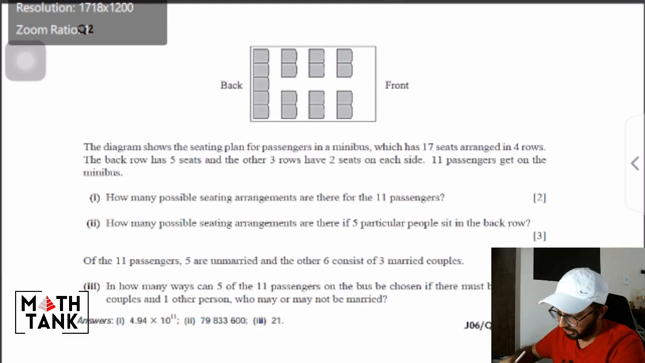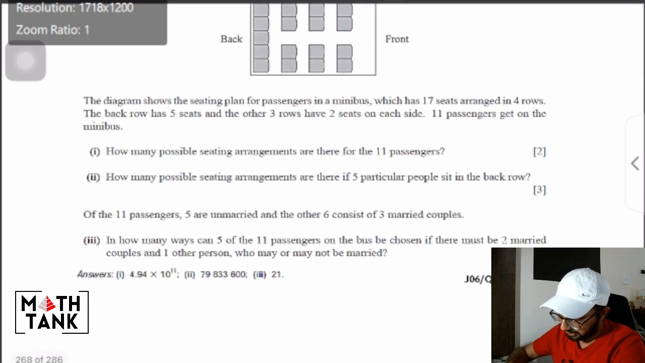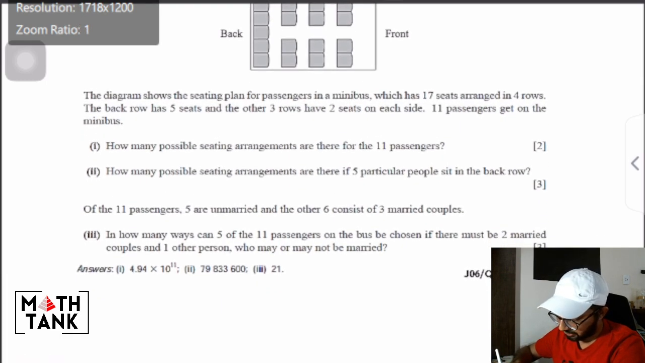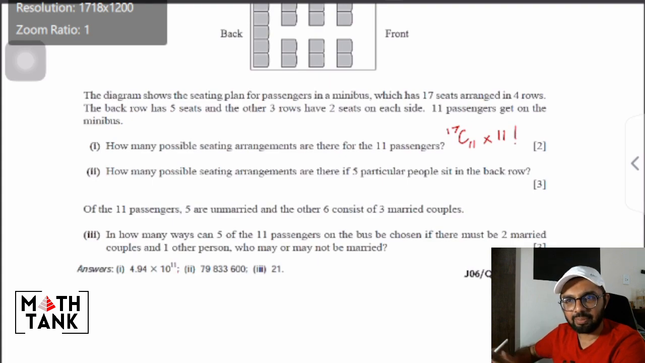So there are 17 seats and you have 11 passengers. What I tend to say is, you could do 17C11. Each of those people climb into the minibus and choose their seat. Now they could shuffle around between these seats, so those 11 people are shuffling with 11 factorial different arrangements. And that should be the correct answer. Let's check.